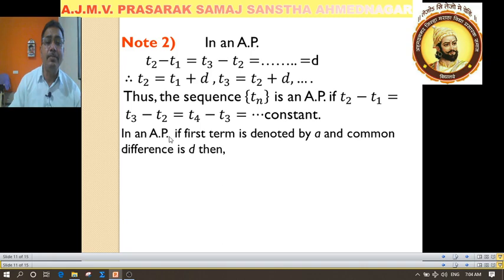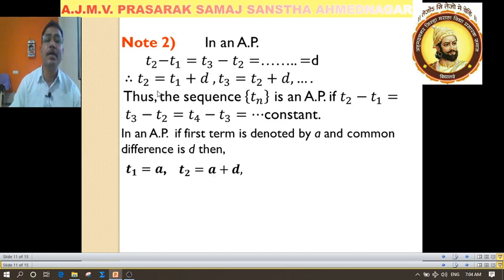So in an arithmetic progression, if the first term is denoted by A and the common difference is D, then the sequence becomes T1 is equal to A. First term is denoted by A. T2 is equal to A plus D.